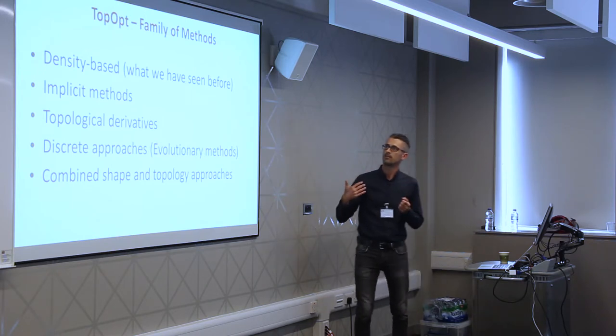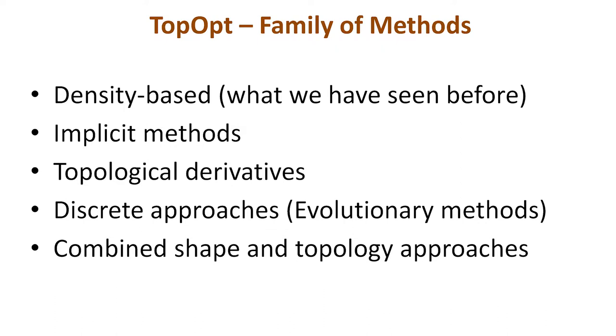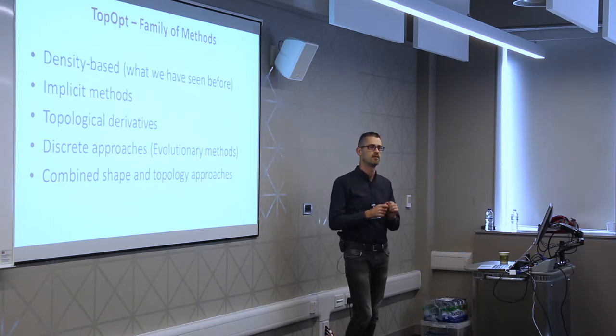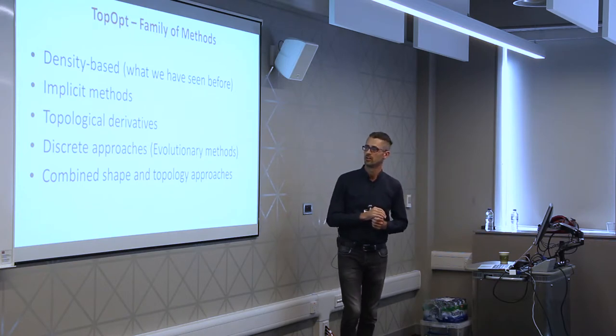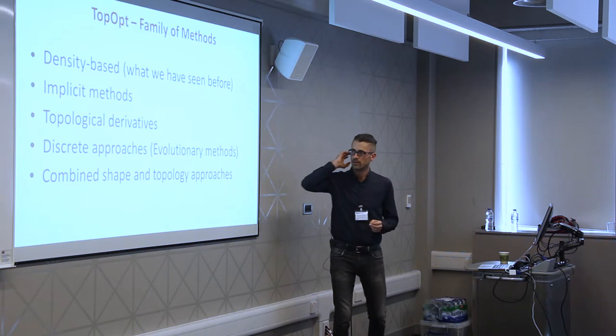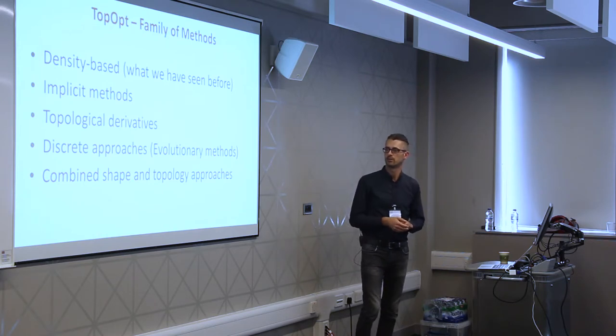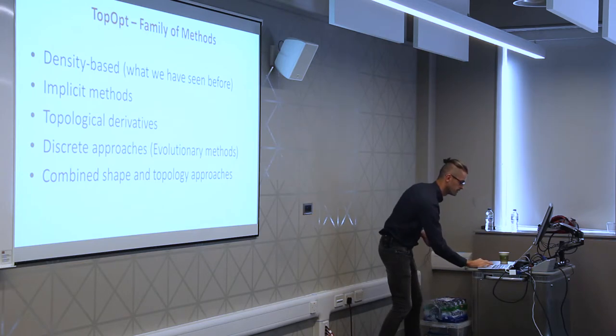Just making a step back, of course, in topology optimization, there is a whole family of methods that exists. The one that I have shown you is this density-based one. So basically, you have a grid with densities that you optimize over. But people, of course, also have looked at implicit methods to evolve the shape and also topology over time. People also looked explicitly at topological derivatives, for example, where you need to insert a hole to have a topology change. People also looked at discrete approaches, and for some special types of applications, this actually might work quite well, and also various combinations of these methods.